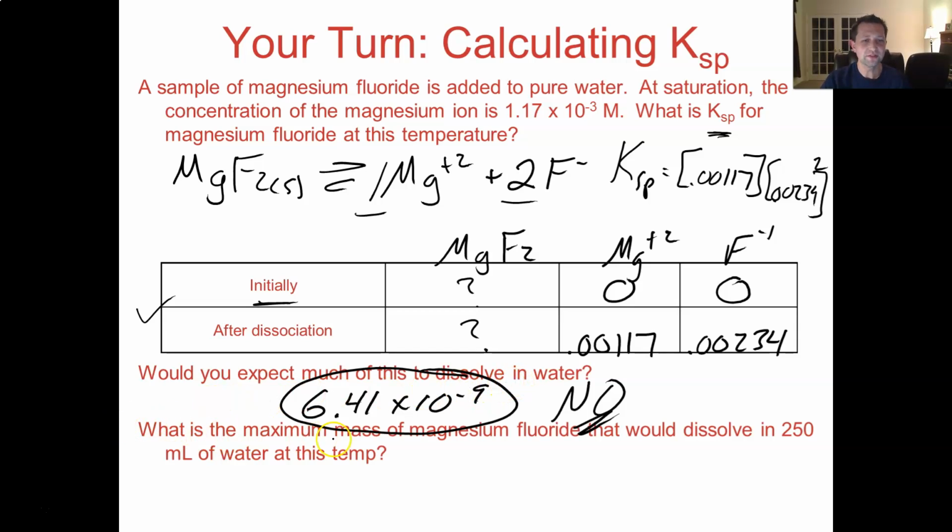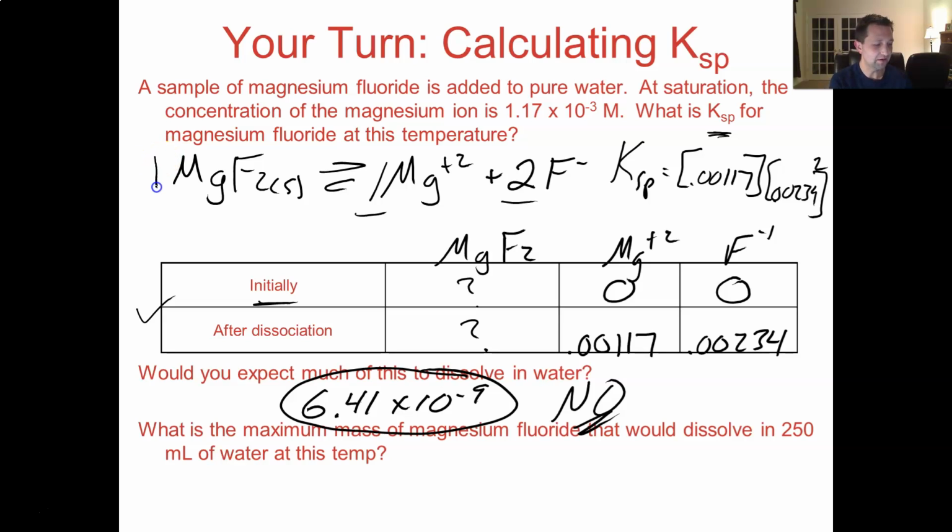Last part of it. What's the maximum mass of magnesium fluoride that would dissolve in 250 mL of water at this temperature? So I want to know the amount of magnesium fluoride that would dissolve, an actual mass. So what I have to do here is take a look at what I have in this table. This is important. It's very similar to a previous example. I'm not going to scroll all the way back, but in the barium acetate example, you started with 0.169 molar barium acetate. You ended with 0.169 molar barium, because the coefficients on those two were the same.